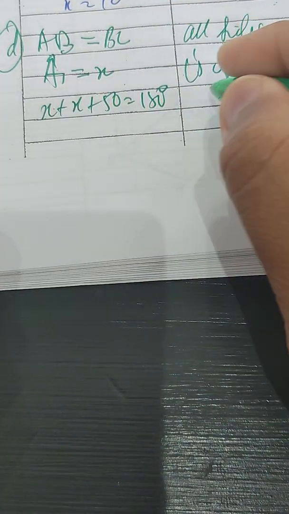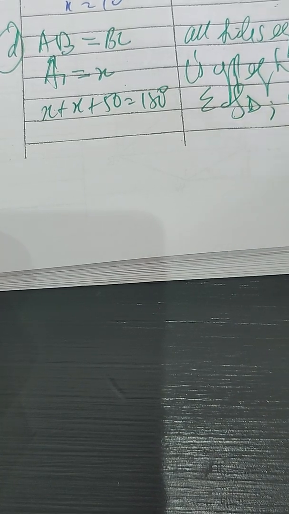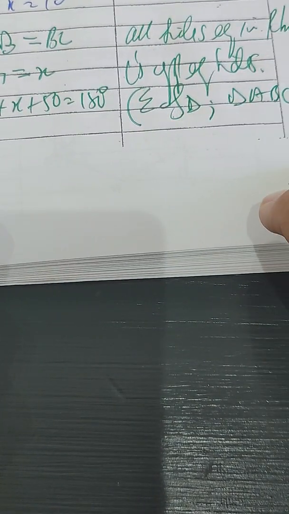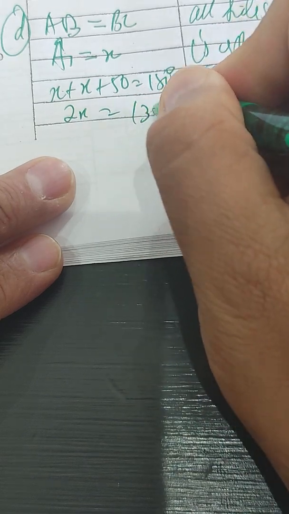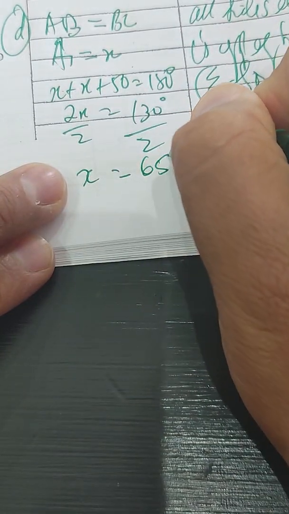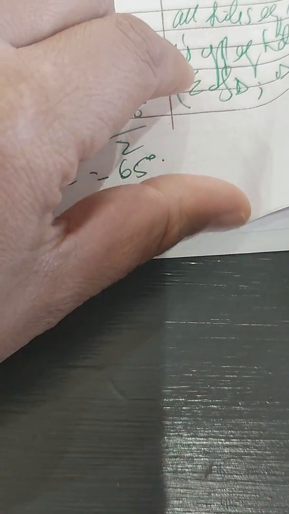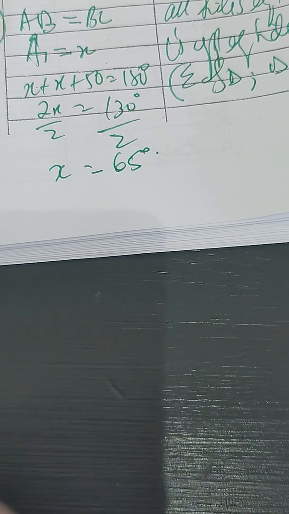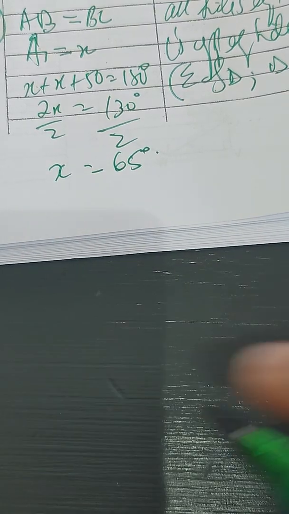Sum of triangles, and it's triangle ABC. So of course you will have 2x is equal to 180 minus 50 degrees, which is 130 degrees, divided by 2. So x of course is going to give you 65 degrees. So 180 minus 50.